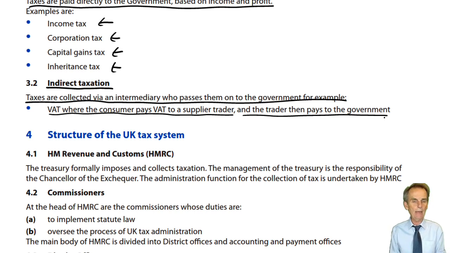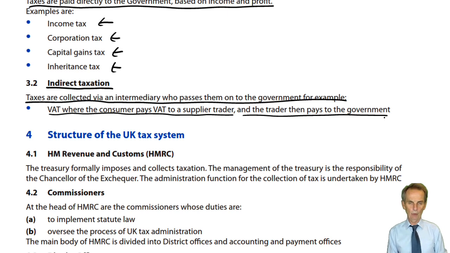Now, what a trader will have, of course, is collected amounts of VAT paid by their customers. They collect the money in, they sell me the product for £120. Of that 120, £100 is theirs, £20 belongs to Her Majesty's Revenue and Customs. But they in turn will have been a customer of a supplier business, where again they will have been charged VAT.